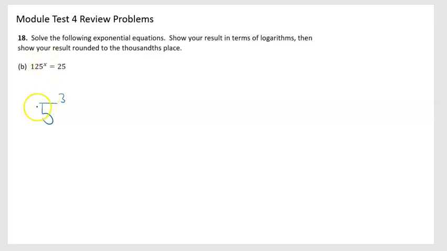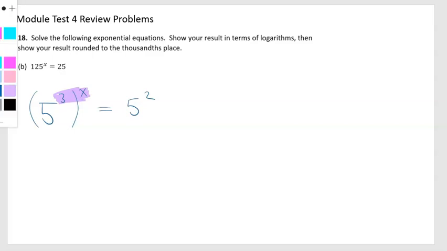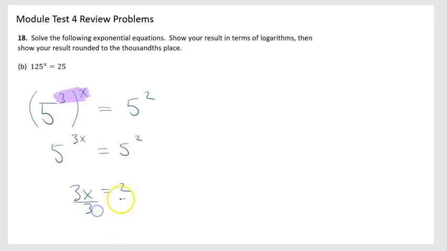And notice there's an x as an exponent. There's still an x as an exponent. And 25, on the other hand, is 5 to the 2nd power. Now, whenever you have a power raised to a power, you should multiply those together. Sorry, I didn't know that highlighter was going to be set so small. There we go. So that's going to give me 5 to the 3x is equal to 5 to the 2nd power. Once those bases match, you have 3x is equal to 2. I divide both sides by 3, and I get x is equal to 2/3.